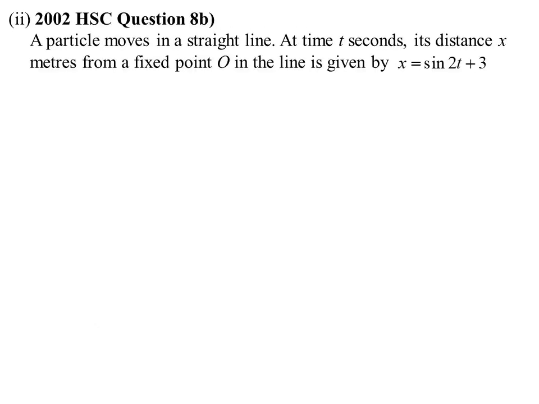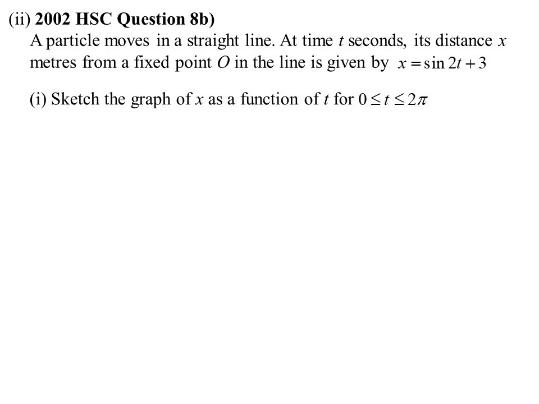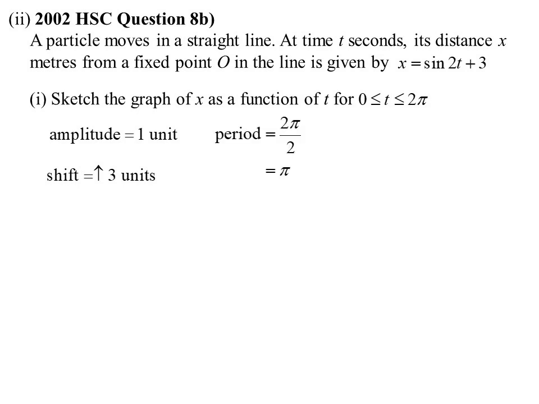2002 question. Once again, we're moving in a straight line. It's a trig equation this time. x is sine 2t plus 3. Sketch the graph. Oh, this is drawing a trig function. We know the amplitude is 1. We've shifted it up 3 units, I can see that. The period is pi, so I'll mark off my divisions every pi on 4.